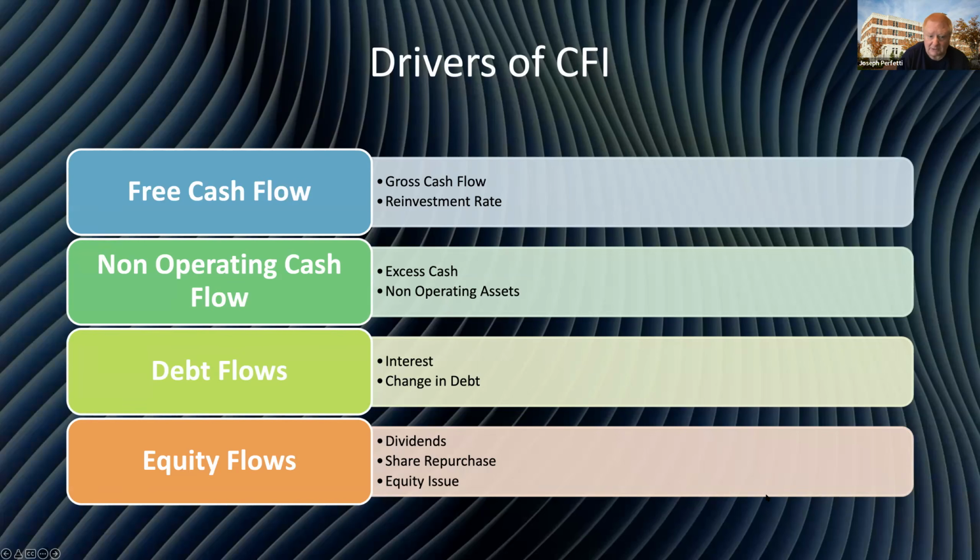What's driving free cash flow? Gross cash flow reinvestment. What's driving non-operating cash flow? Primarily spending on excess cash and non-operating assets. What's driving debt flows? Interest, change in debt. What's driving equity flows? Any share repurchase or dividends, stock issue or repurchase. So those things are the primary items that you're going to be explaining when you explain the changes in CFI. And that's what we're going to cover in class today, including a chance to give you as teams to work on this explanation and analysis yourselves.